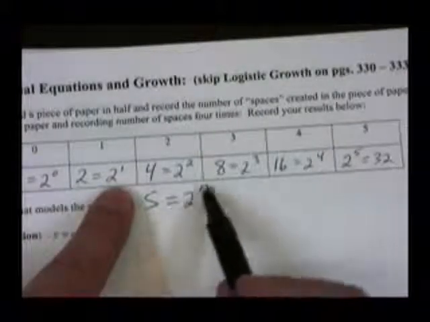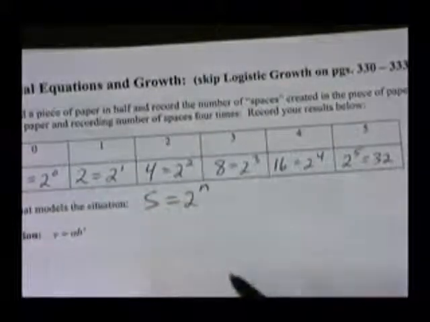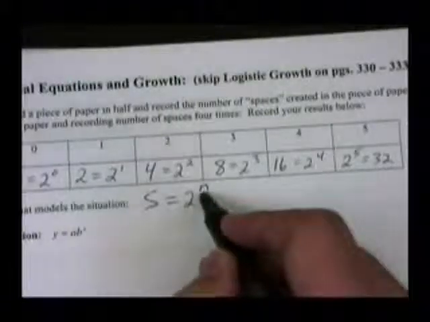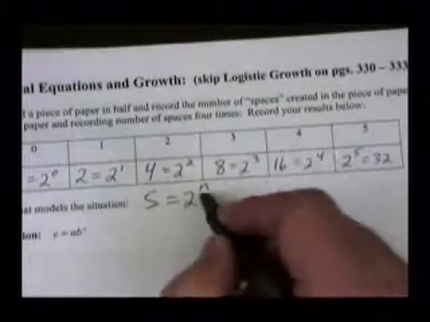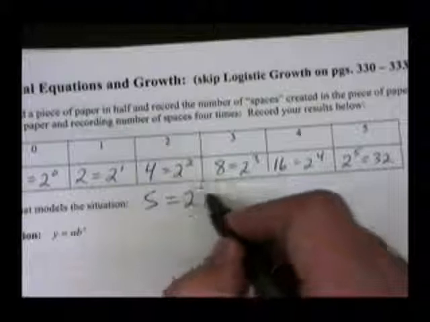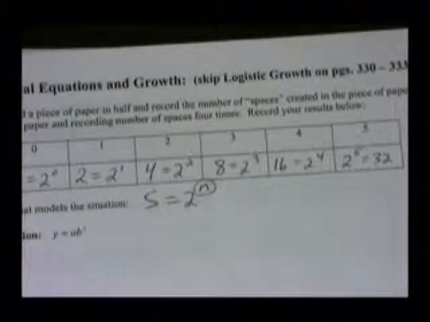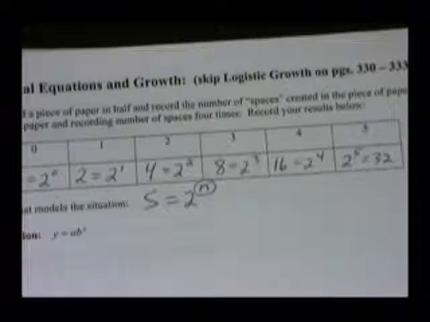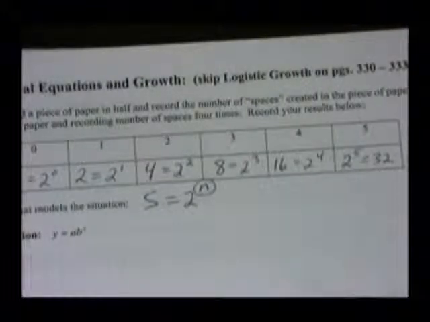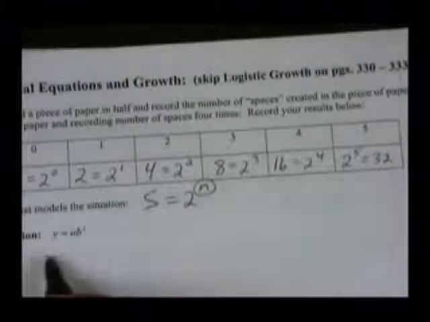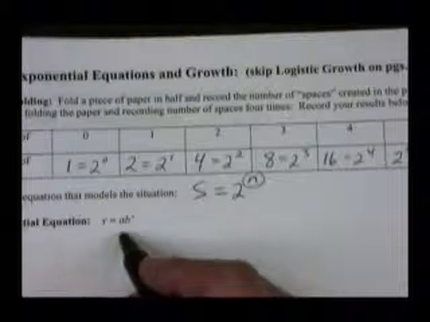One fold, we would get 2 spaces. 2 folds, we would get 4, etc., etc. Notice what we have here is something a little different than you've probably seen before, and that is we have a variable, and it's in the exponent. In the past, we've always had numbers up in our exponents. So what I want to do is look at how to graph a basic exponential equation.